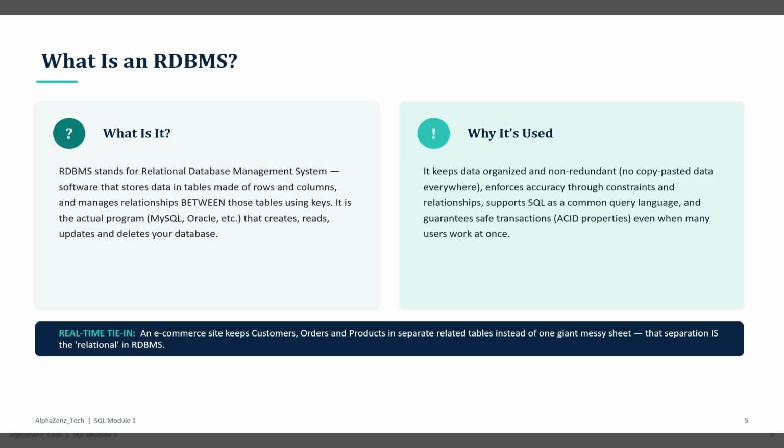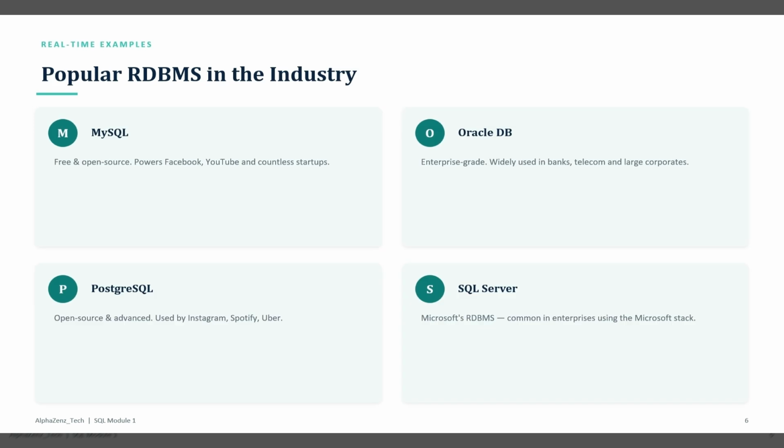Real-time example. Think about an e-commerce site. It keeps customers, orders, and products in separate, related tables, instead of throwing everything into one giant messy sheet. That separation, with relationships between the tables, is literally the relational in RDBMS.